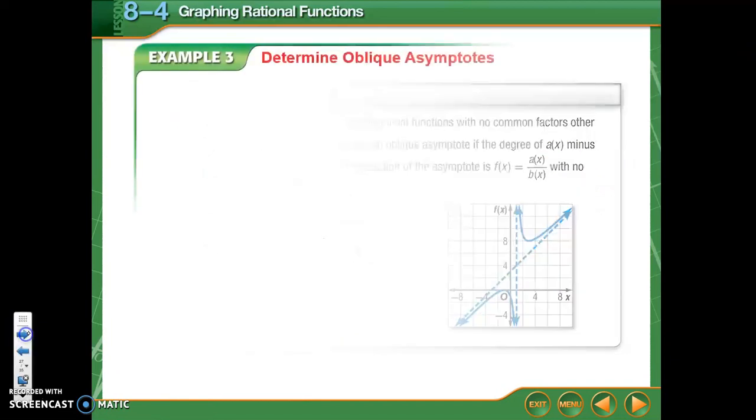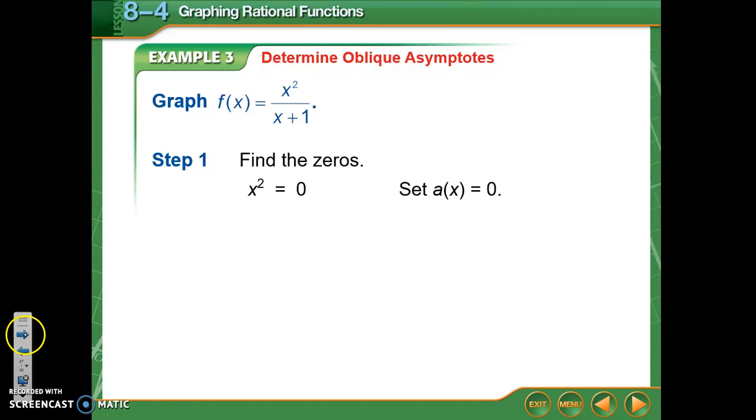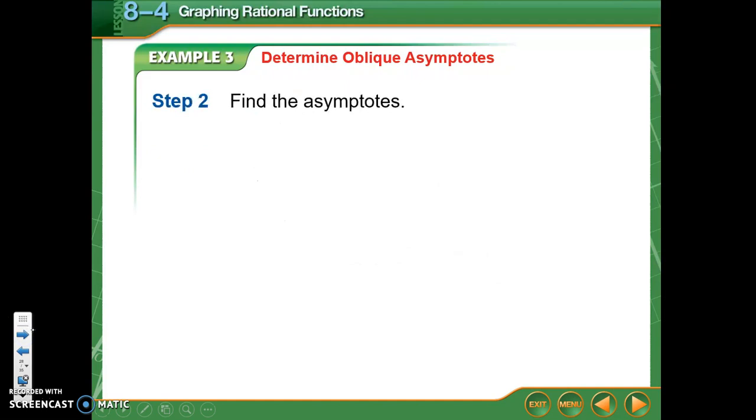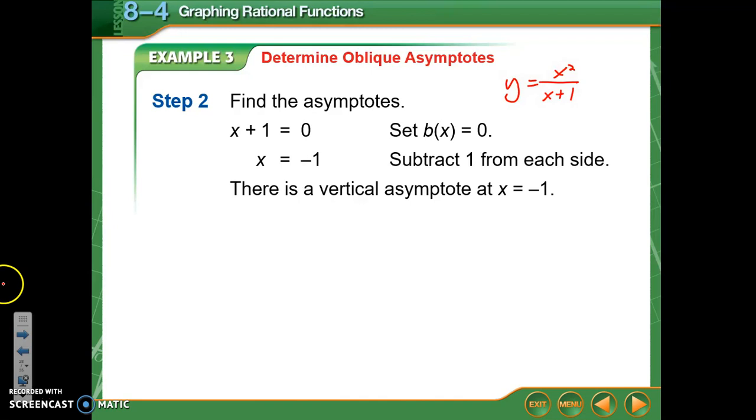So let's do an example. Figuring out oblique asymptotes. So step 1 again, this is a rational function. We're going to find the zeros. So set the numerator equal to 0 to find the zeros, and I get x equals 0. So there's a 0 at x equals 0. That means the point 0, 0 is on my graph. Find the asymptotes. Again, set the denominator equal to 0 to get the vertical asymptote. So there's a vertical asymptote at x equals -1. Remember, my function is x squared over x plus 1.